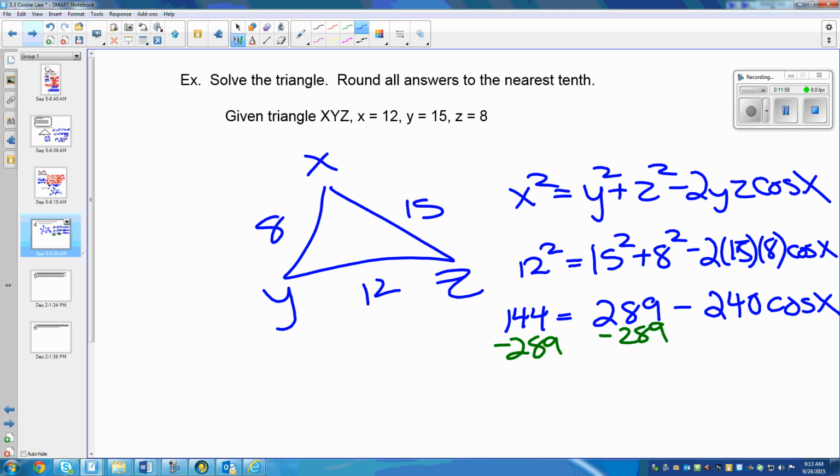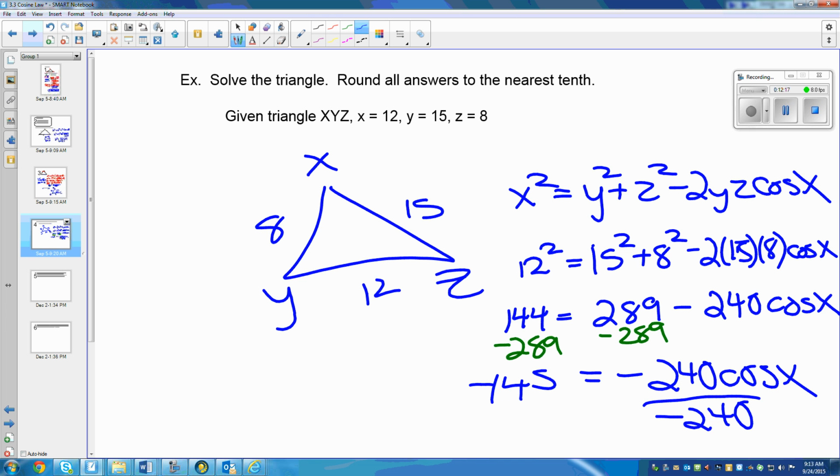And when I do that, 144 minus 289, negative 145. Negative 145 is equal to minus 240 cos x. What are you going to do? Divide by negative 240. Okay.